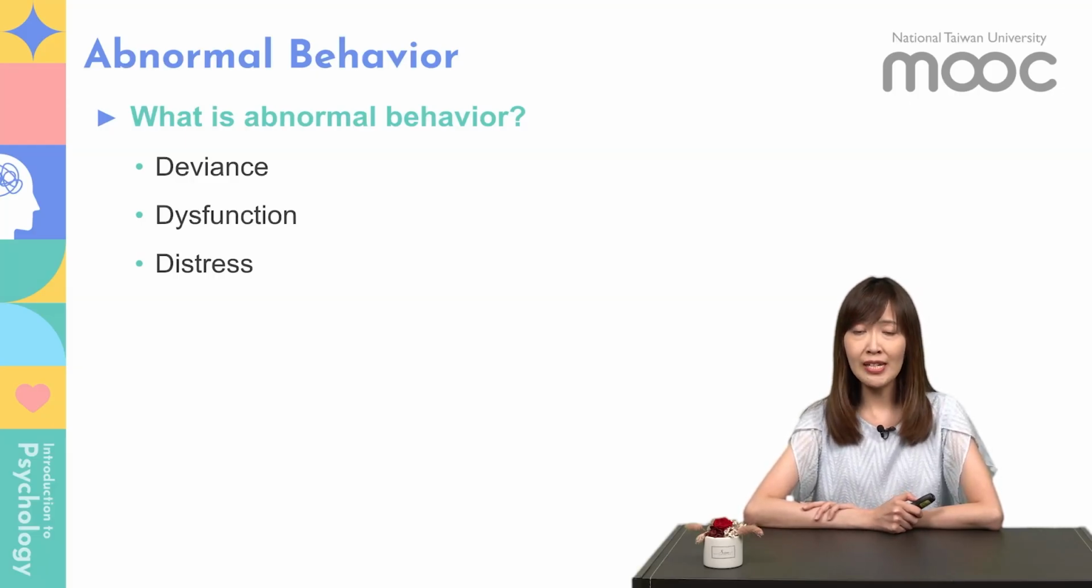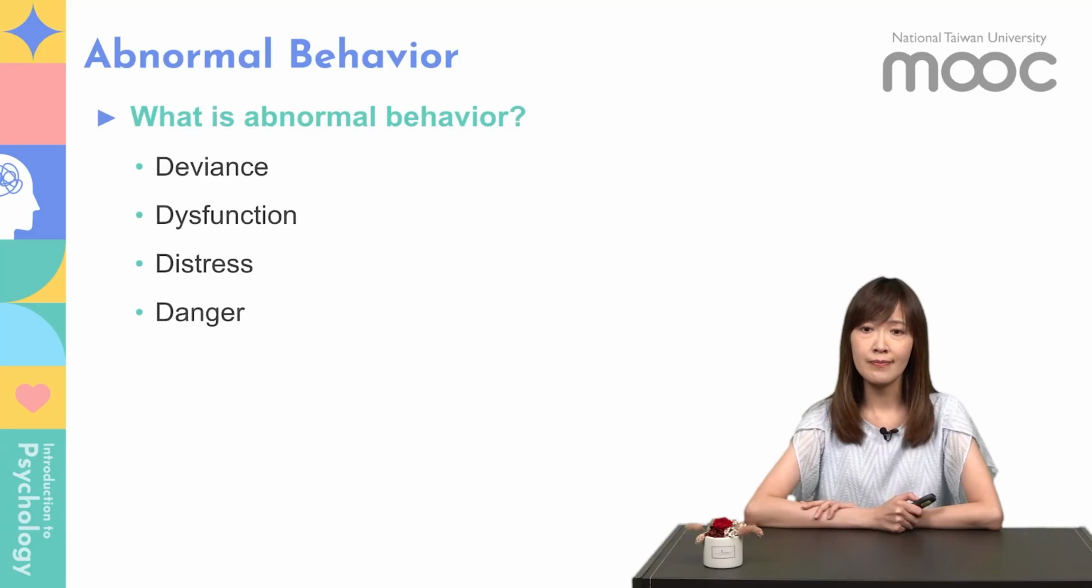And we should know that, for example, depressed people, they may report pain, but they may not have deviance or dysfunction. So all the criteria do not have to be met for a person to be considered abnormal. And the last one is danger. If the person shows danger to themselves or to other people, then the person might be considered abnormal.